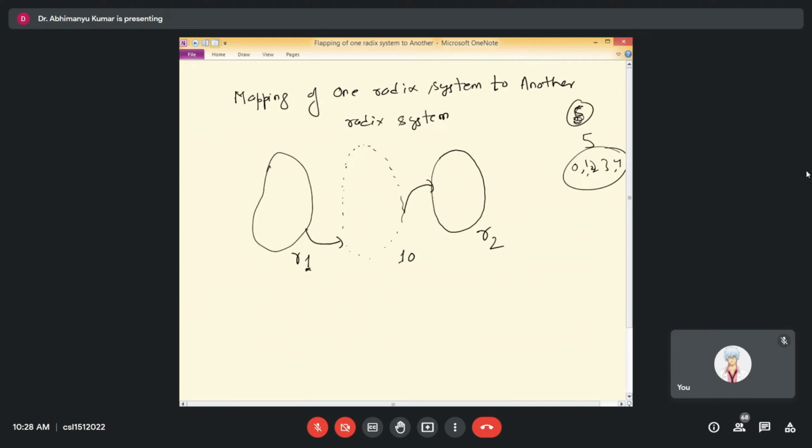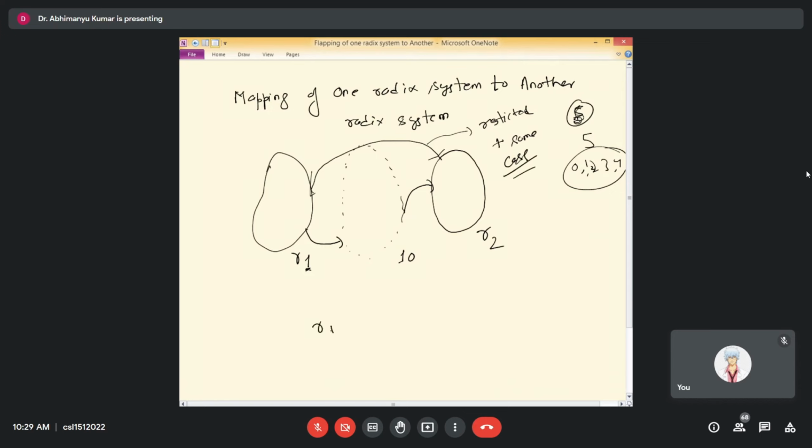But some of the time, for a few cases, we have a direct mapping from one radix system to another radix system. Directly we can map. This is not possible in all cases. This is restricted to some cases. Which case is it possible?